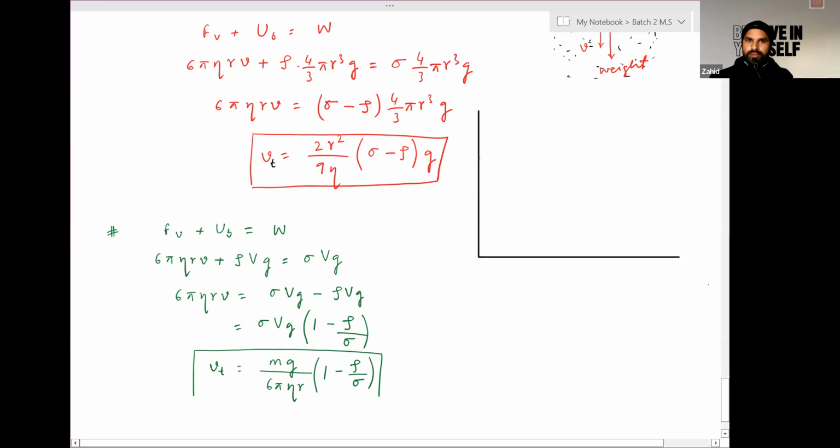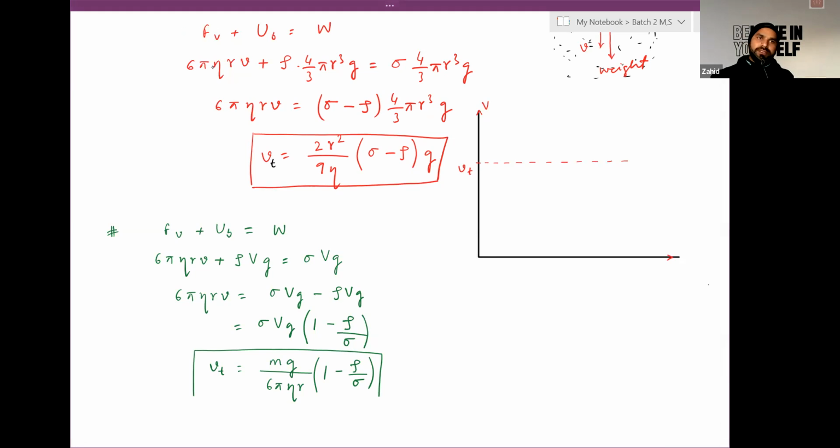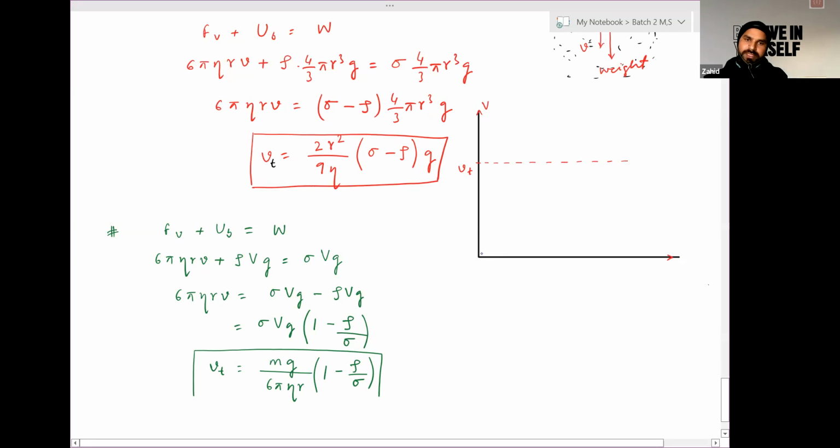As terminal velocity is a constant value, let's say this constant velocity is this much. So if a body is dropped in a viscous medium, it may follow this curve to attain terminal velocity at some time or at some height. In this, the initial velocity of the object is 0.